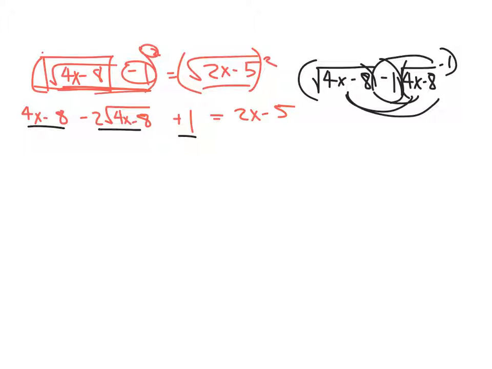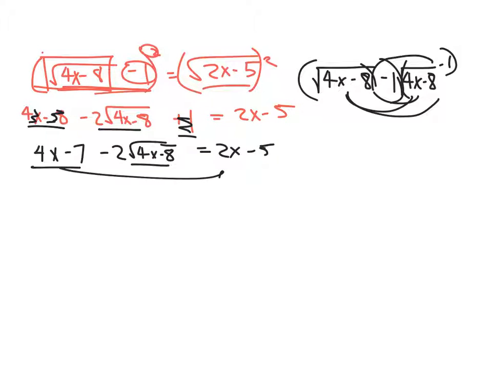So let's go ahead and isolate things. So we have 4x minus 7, gets rid of that, and that, minus 2 square root of 4x minus 8 equals 2x minus 5. All right, so we're trying to get this by itself. So let's get this and move it over here. So that gives me negative 2 square root of 4x minus 8 equals 2x minus 5 minus 4x plus 7.